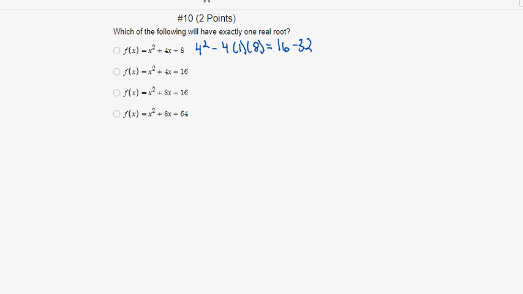Move on to our next one. 4 squared minus 4 times a times c. That's going to give us 16 minus 64. That's even further away from 0. Let's look at our next one. 8 squared minus 4 times a times 16 gives us 64 minus 64, and that indeed does equal 0. So x squared plus 8x plus 16 will have exactly one real root.